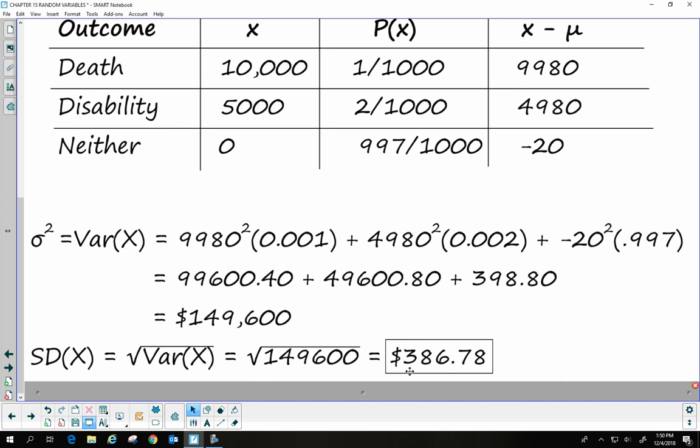So again, our expected value is about $20 per person payout, but that's not always going to happen. Some people are going to actually need the 10,000 payout or the 5,000, and some people are not going to need it at all. So the expected value is $20 with the $386.78 standard deviation.